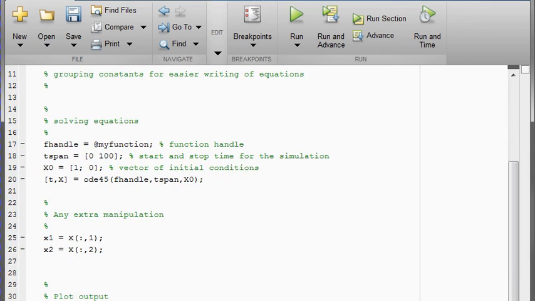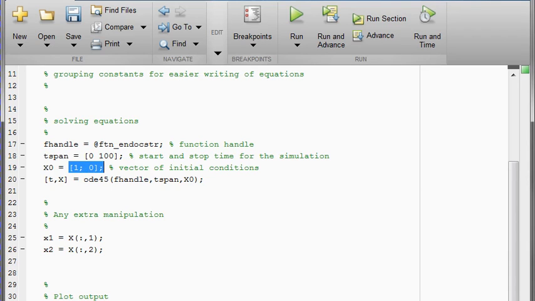And to solve our equations, the first step is to define our function handle, which was ftn function endo.CSTR. That is the function that we want ODE45 to go to. Our t-span is actually correct. We want it to go from 0 to 100, or let's go ahead and start that way. We might want to change it later.